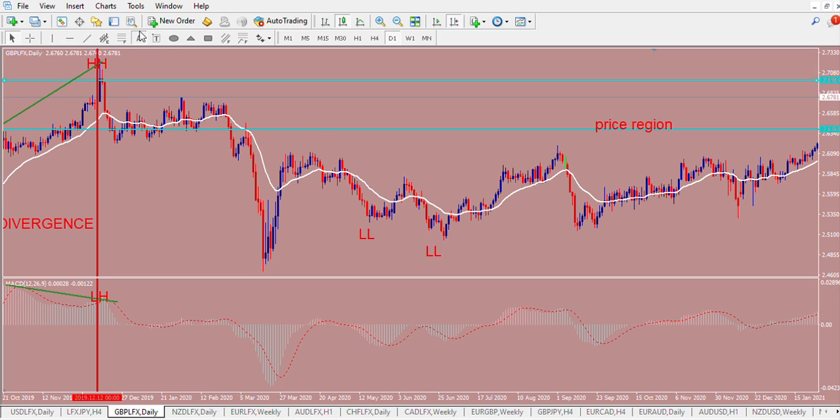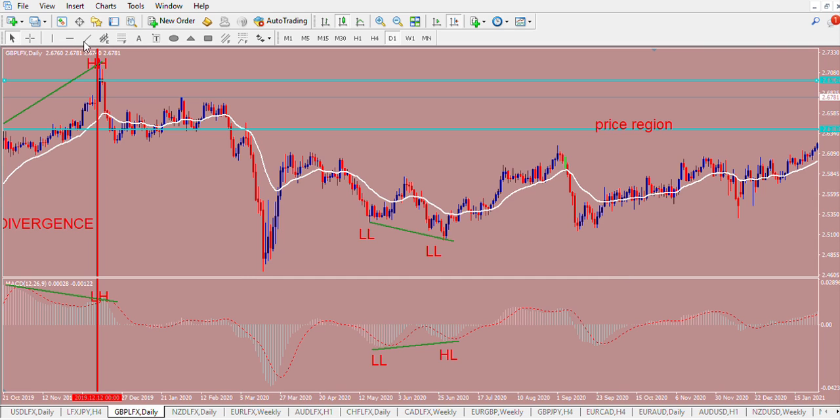Then we have this here, our lower low at the first place. Then here, instead of us having a lower low, we have a what? Higher low. Now we connect our what? Our trend line. This is divergence for you.